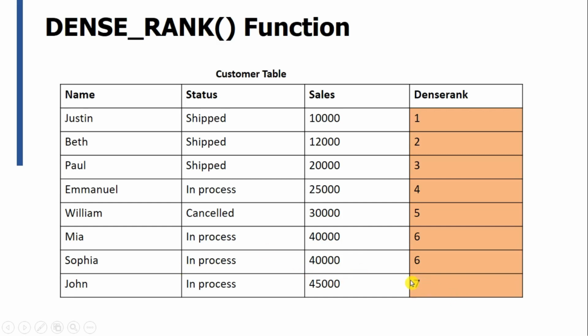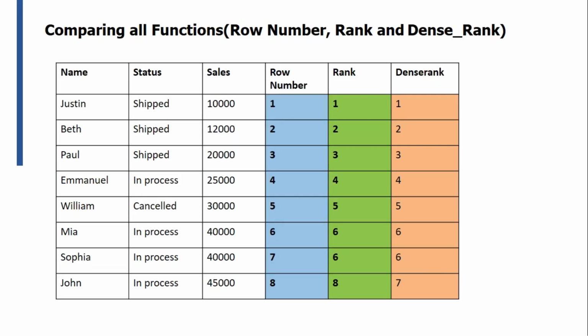So the only difference between dense rank and rank function is the fact that dense rank does not create a gap, whereas rank function creates a gap for its own function. So that's just the difference between the two. So now let's look at the three functions all together.